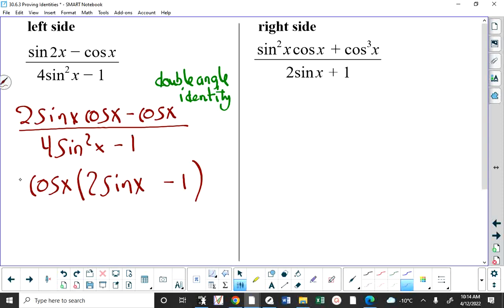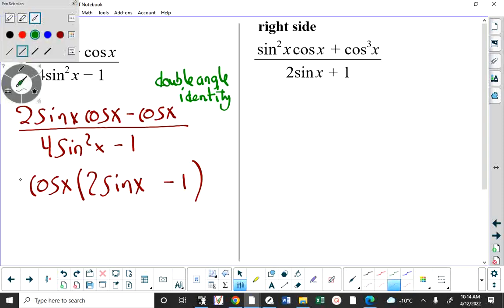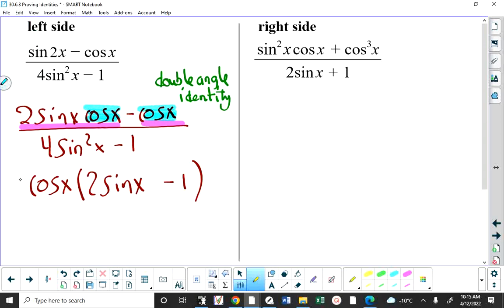So when I take a look at these 2 terms, I hope the highlighting helps here. When I take a look at these 2 terms, this term minus this term, there is a common factor of cos x. So that's what I'm factoring out. And I'm left with whatever's left over, 2 sine x minus 1. Does the bottom factor? Can I factor 4 sine squared x minus 1?